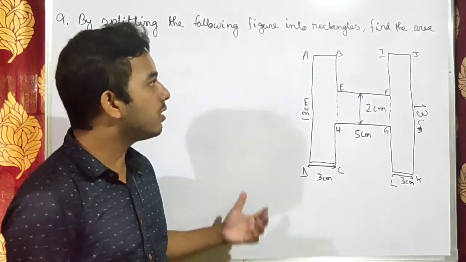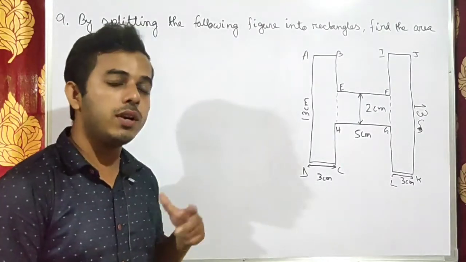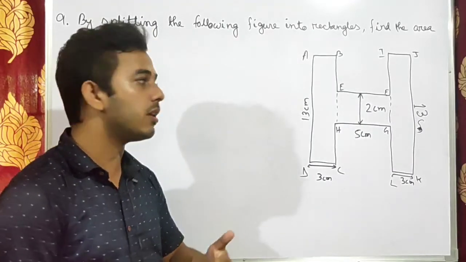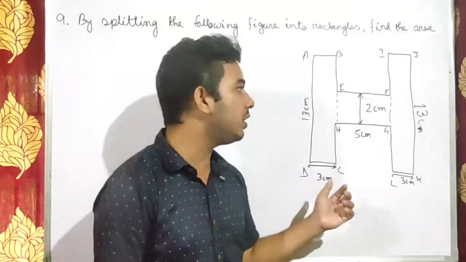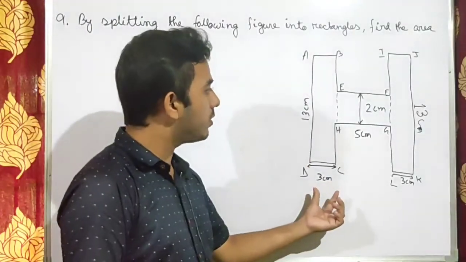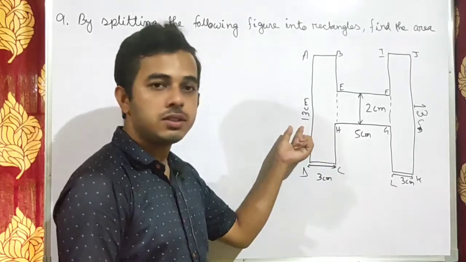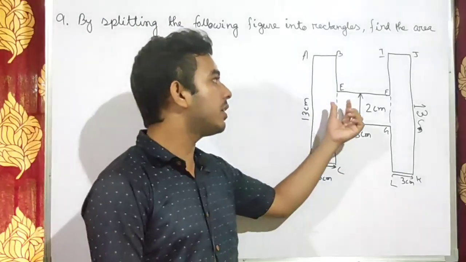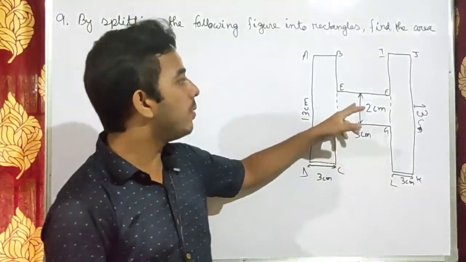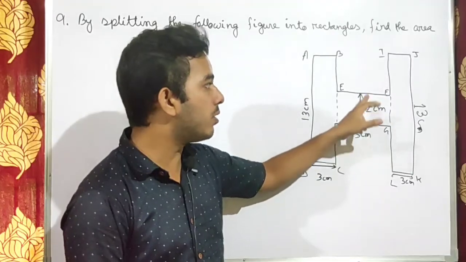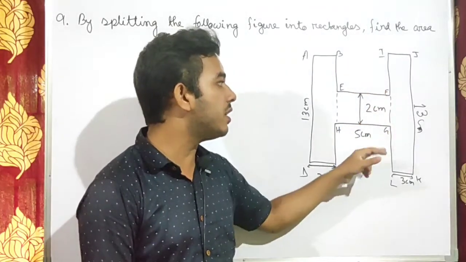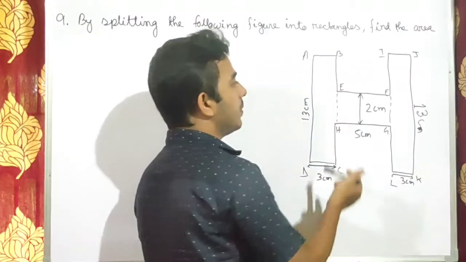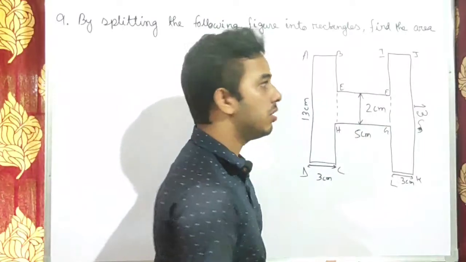Now for rectangle ABCD, what did I tell you? For finding the area of any rectangle, we have to know the length and breadth. In rectangle ABCD, we have length and breadth also. This is our breadth and this is length, isn't it? Length is 13 centimeter, breadth is 3 centimeter. In rectangle EFGH, we also have breadth. If the distance between EF and GH is 2 centimeter, then EH will also be 2 centimeter.